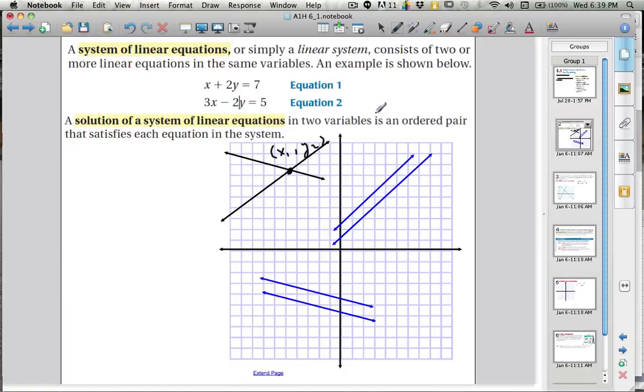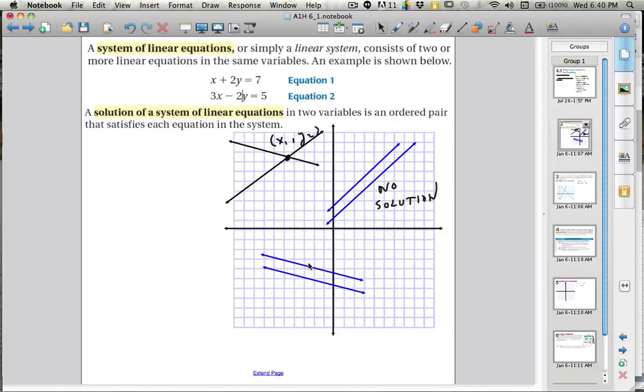On the other hand, there are two special circumstances that might occur when you're working with a linear system. I might have parallel lines, and parallel lines will never meet, and so they would have no solution. And sometimes when you have the two equations, they're actually equivalent equations. And when you go to graph them, you find that the two lines make one line. In that case, we have an infinite number of solutions.